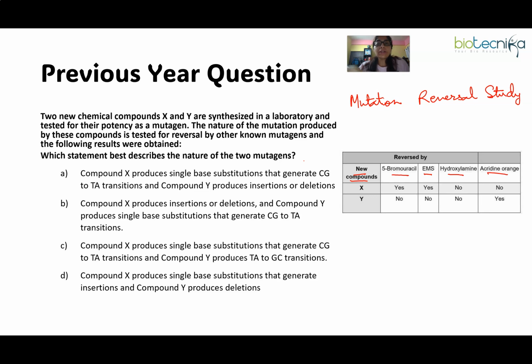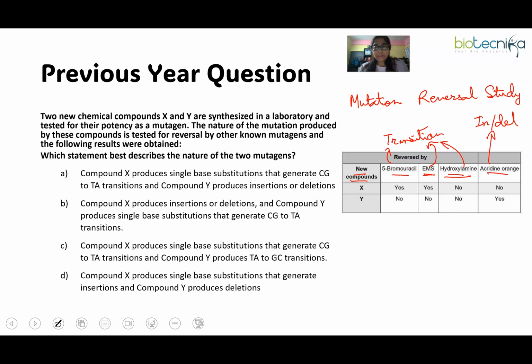So 5-bromouracil, what kind of mutation does it cause? It causes transition base substitution. EMS stands for ethyl methane sulfonate, which is an alkylating agent, and that also results in transition. Hydroxylamine is a hydroxylating agent and it also causes transition. Acridine orange is an intercalating agent. They intercalate between the adjacent nucleotides, and that results in insertion or deletion mutations. This insertion or deletion is not of a long stretch of nucleotides but of a single nucleotide.